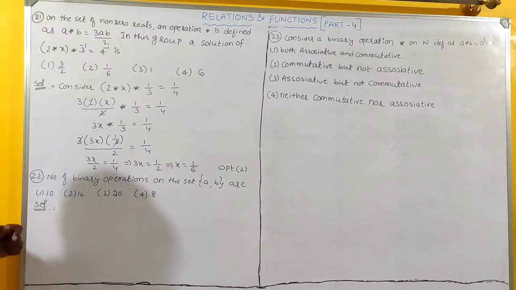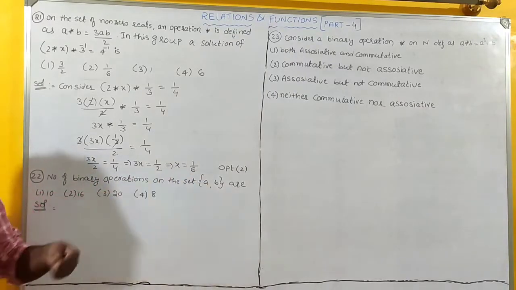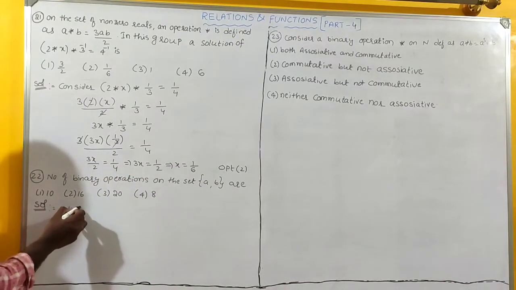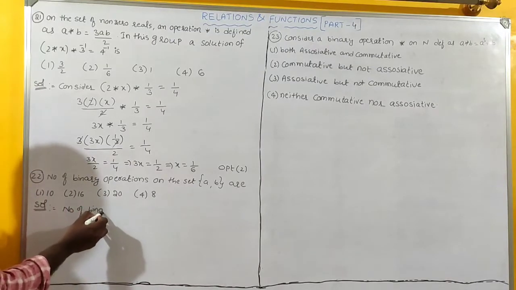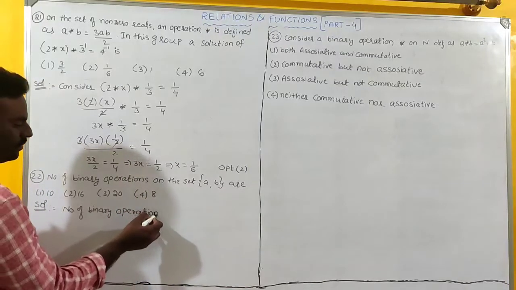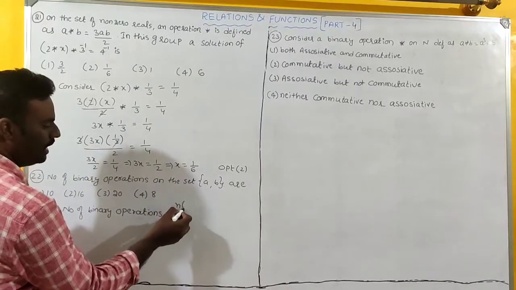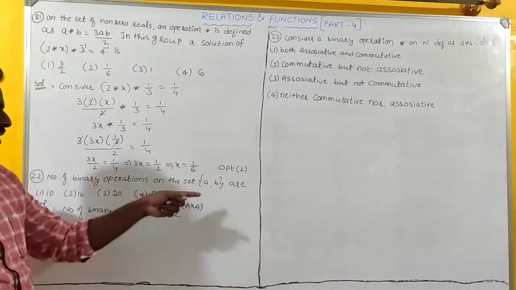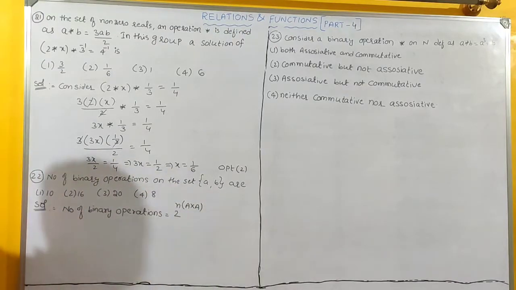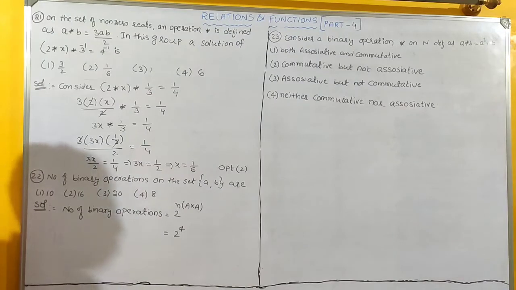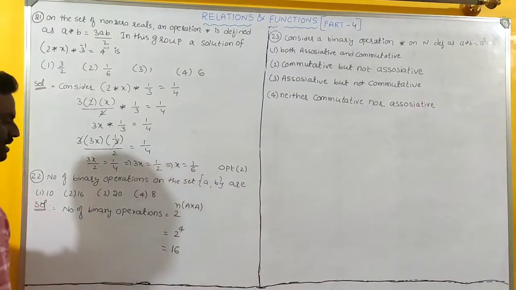In this question, we need to find the number of binary operations on a set {a, b}. Okay. The formula for the number of binary operations is equal to 2 power n of A cross A. Why? Because this set contains two elements. See, this is set A. A cross A means 4. Okay. Now 2 power 4, that is 16.